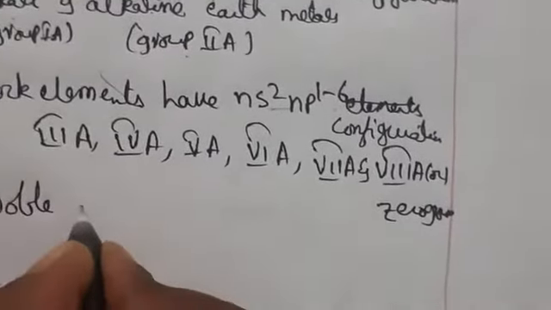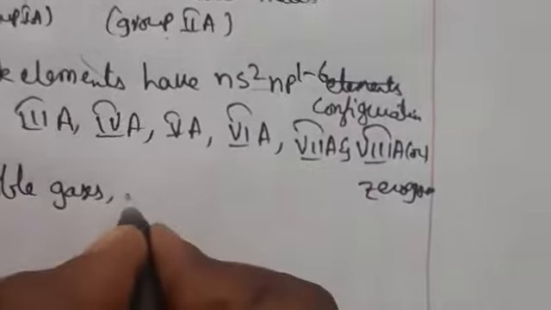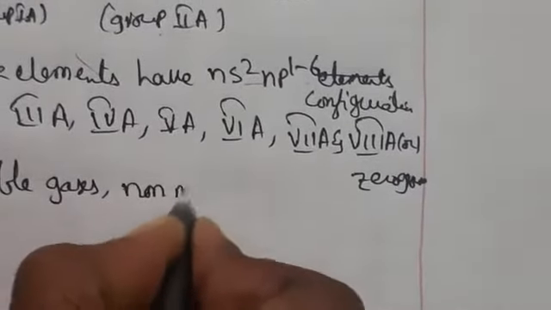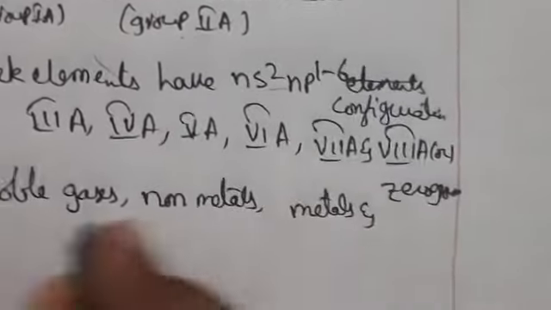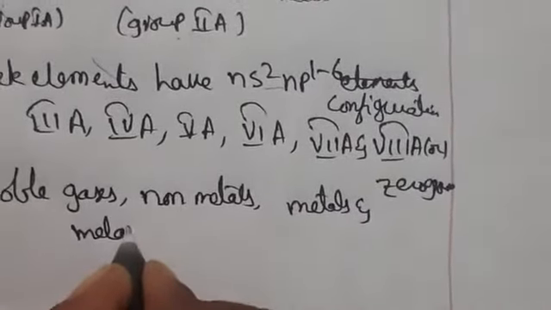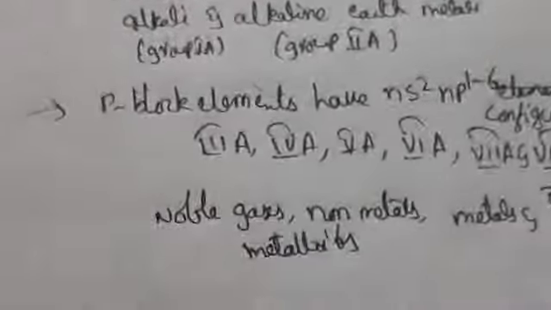So this one includes noble gases, metals, non-metals. What does the P block include here? Noble gases, non-metals, metals and metalloids in P block elements. So these are the groups we are having here.